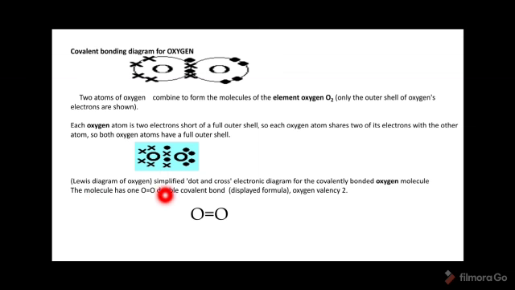Lewis diagram of oxygen, a simplified dot and cross electronic diagram for the covalent bond in the oxygen molecule. This is the Lewis dot structure. The molecule has 1 O double bond O. That is 1 double covalent bond. Oxygen valency is 2. This is called a double covalent bond. That is a double bond.